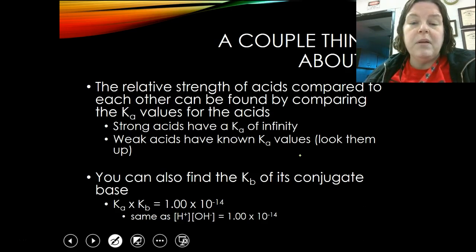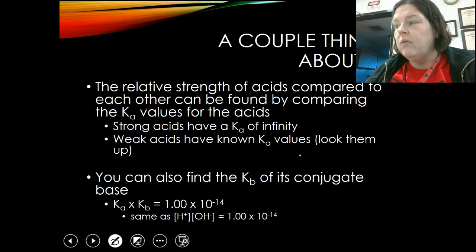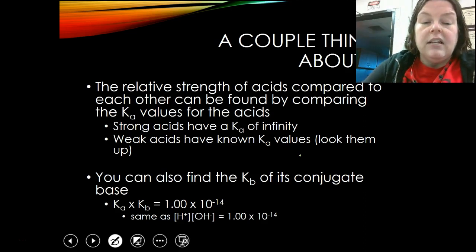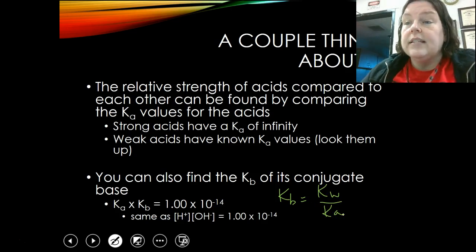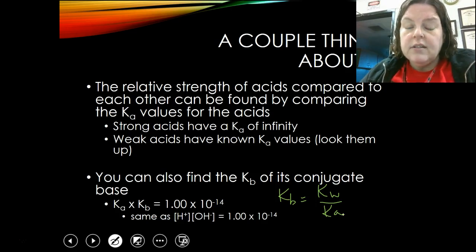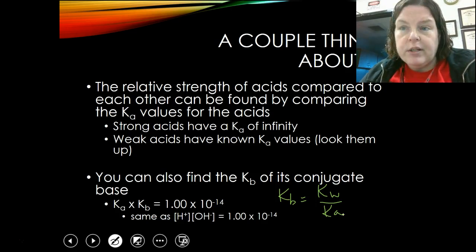You can also find the Kb of its conjugate base. This is a calculation you're probably going to need to be familiar with, and again, this is also on your sheet. It tells you that Kw is equal to Ka times Kb. So if you wanted to find the Kb of the conjugate base, you would take Kw divided by the Ka of the thing that you just put into water. Okay? So this is all kind of put together.